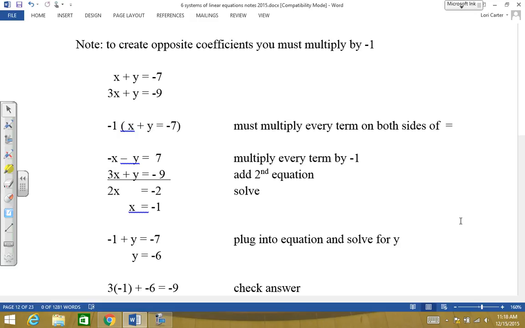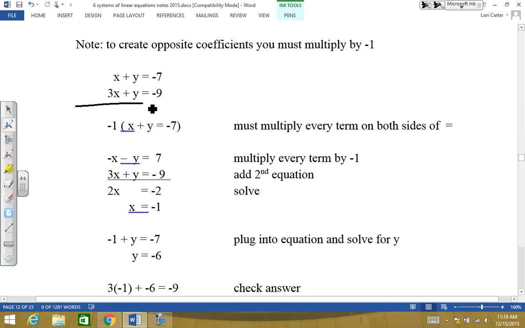All right, now look at this one. How is it different from what we just did? Because you have to times it by negative 1, so that you can get opposites. When you look at these, what are the coefficients of x? 1 and 3. Are they opposite coefficients? No.